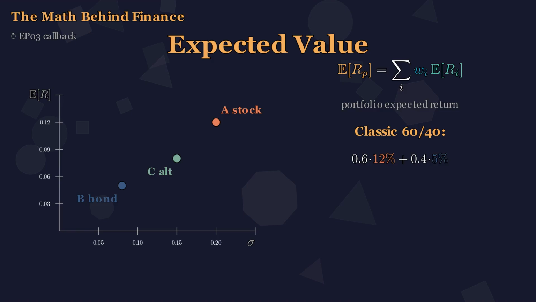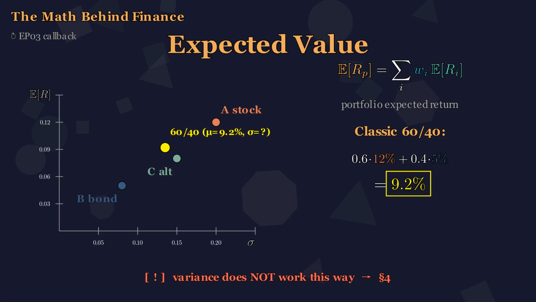Linearity of expectation says we don't need to track any correlation, any joint distribution, any second moment, just the weighted sum. 60% times 12 plus 40% times 5 equals 9.2%. The portfolio lands here on the expected return axis. This simplicity is the reason portfolio theory works at the level of means. It also sets up a warning, because as you will see next section, variance does not behave this way.